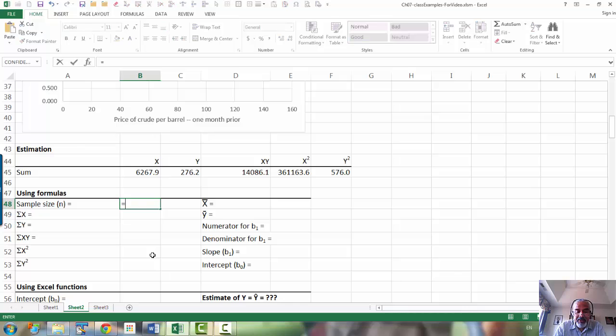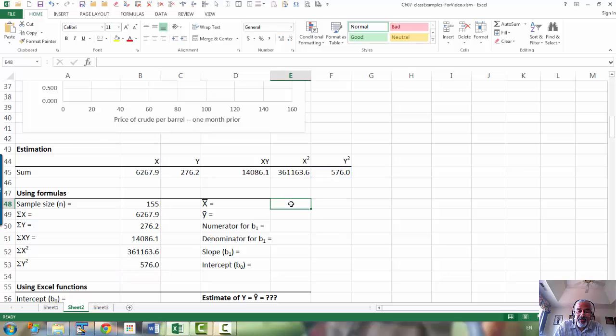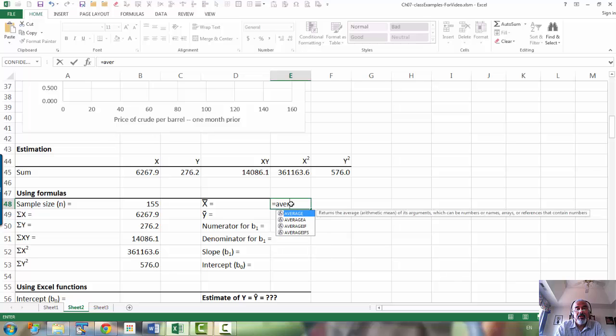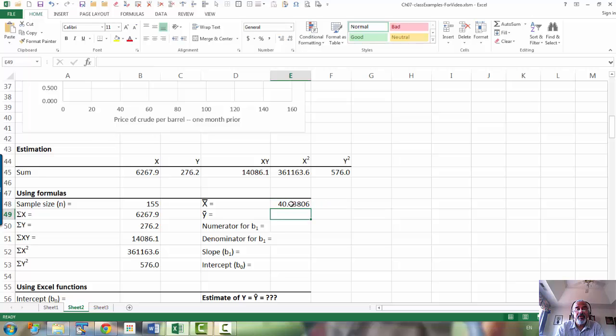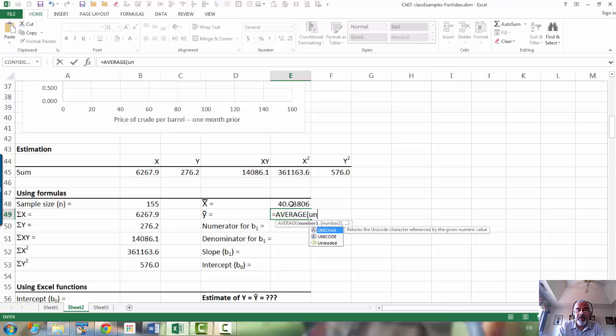Now sample size is COUNT. Let's use L1 crude. So sum of x, sum of y, sum of x times y, sum of x squared, sum of y squared, and we need the average. So the average is average of L1 crude, and then average of unleaded.